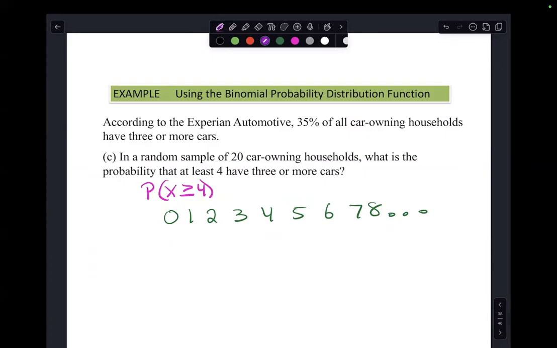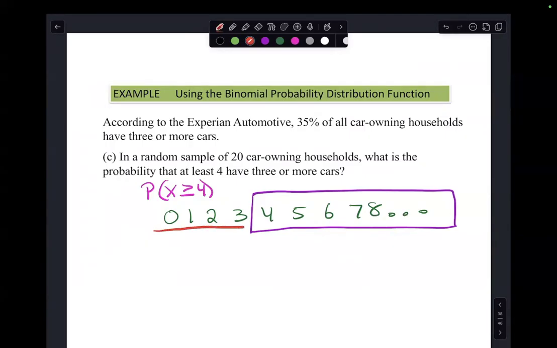Those are our possible numbers of successes, correct? These successes are the ones I'm looking for. I want the probability that we get something in that box. Every time we see the words at least, we use the complement rule. I want the probability of not this. So I want the probability that X is not less than or equal to 3. Therefore, I will do 1 minus the probability X is less than or equal to 3.